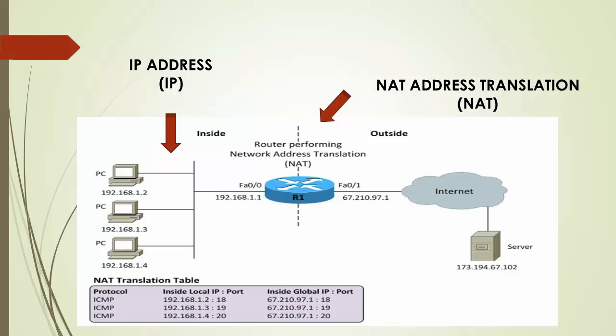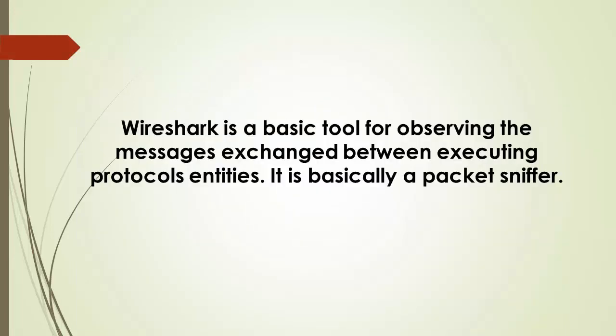In the figure you can see there is a router which basically provides the NAT services, and this is where the IP address also plays its role because NAT is used to map the IP address. And in order to analyze NAT, we are using a software called Wireshark, which is basically a tool for observing messages exchanged between executing protocol entities. You can call it a packet sniffer.